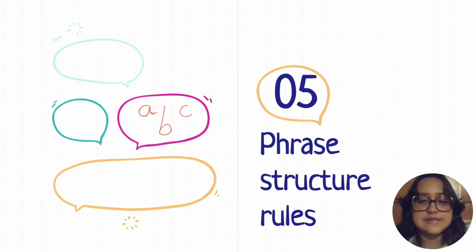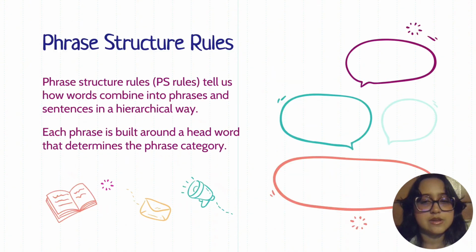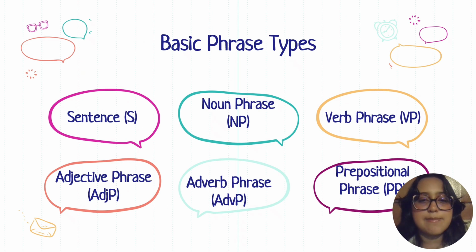Okay, for the phrase structure rules part. The phrase structure rules tell us how words combine into phrases and sentences in a hierarchical way. Each phrase is built around a head word that determines the phrase category. The basic phrase types we have are sentence, noun phrase, verb phrase, adjective phrase, adverb phrase, and prepositional phrase. The sentence has inside a noun phrase and a verb phrase.